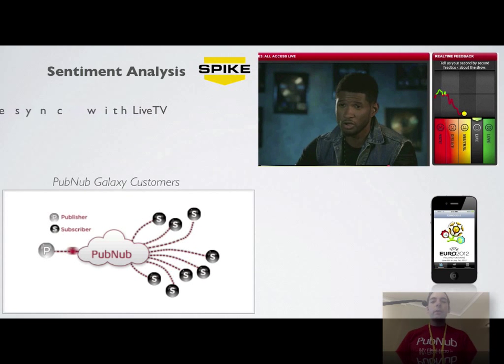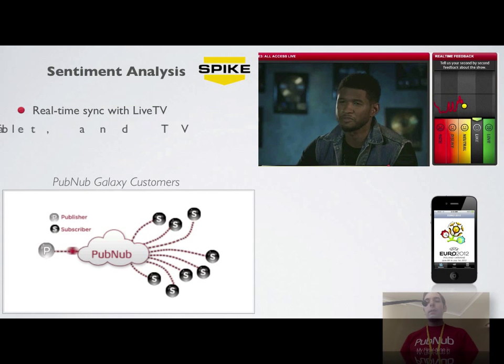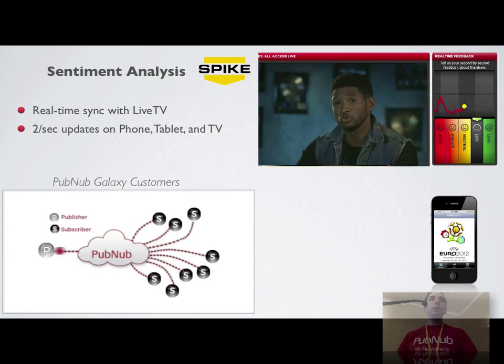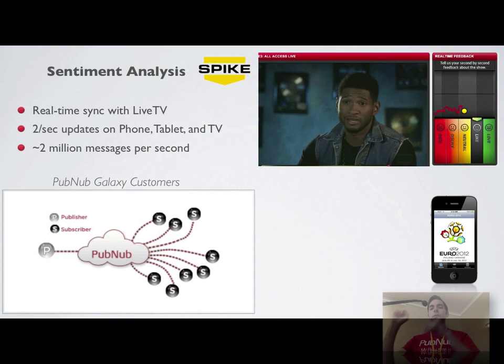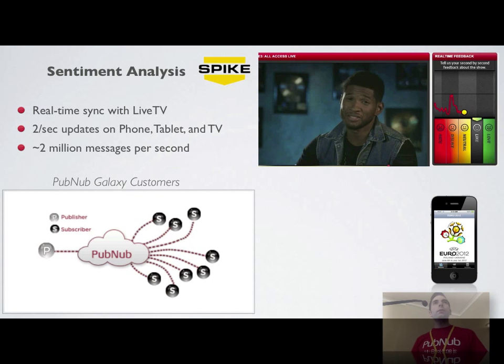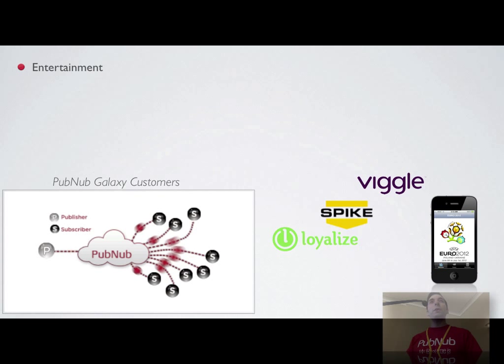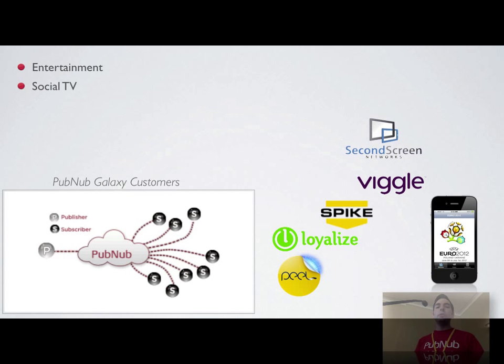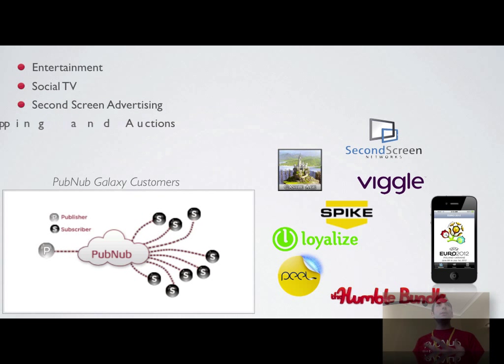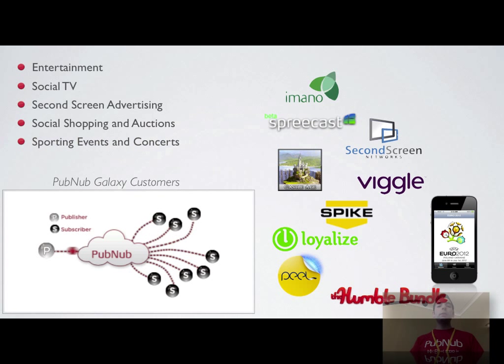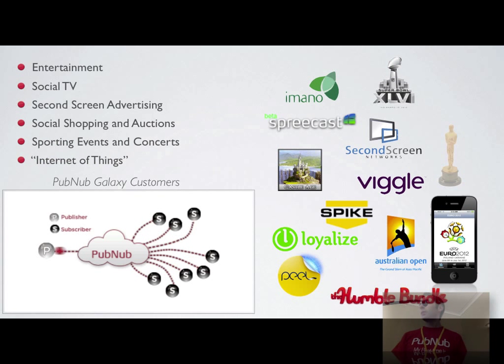We also have Spike TV. They did real-time sync on the TV, so you could see audience sentiment meters in real time. And we did about 2 million messages per second with these guys. There's a lot more that are using PubNub Galaxy as well, such as entertainment and social TV and second screen advertising companies, sporting events and concerts, and a lot more.